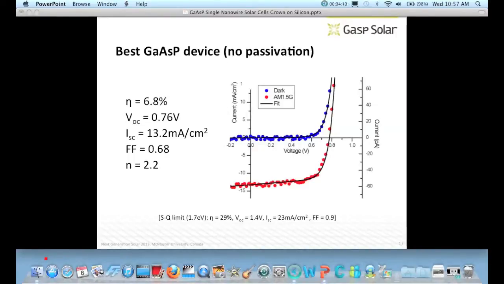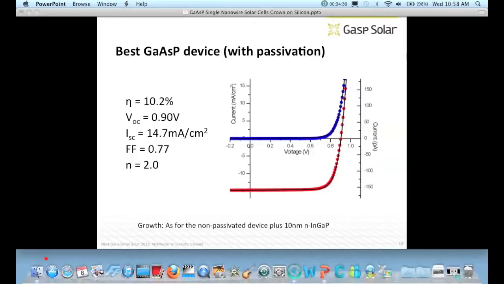But with nanowires, you have a system with a huge surface to volume ratio. Nanowires is all surface and very little volume. So these are unpassivated gallium arsenide phosphide devices. So we did the growth again, but this time we passivated it with approximately 10 nanometers of N-doped indium gallium phosphide as a surface passivation layer. And now the results improved.